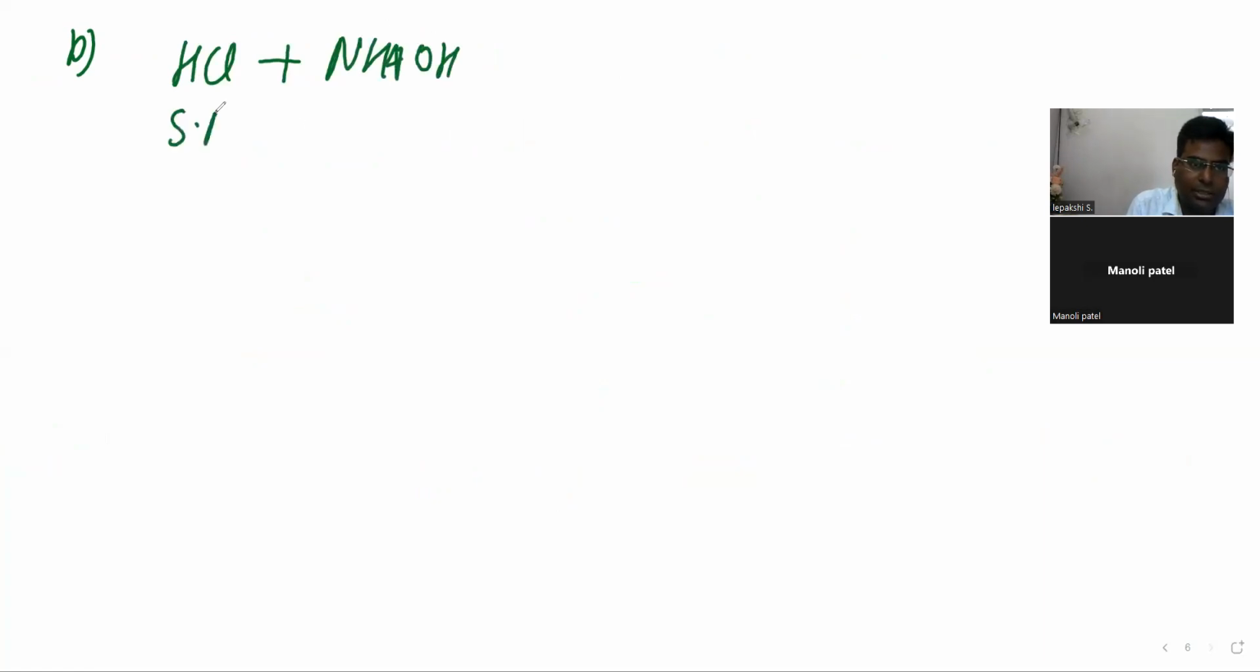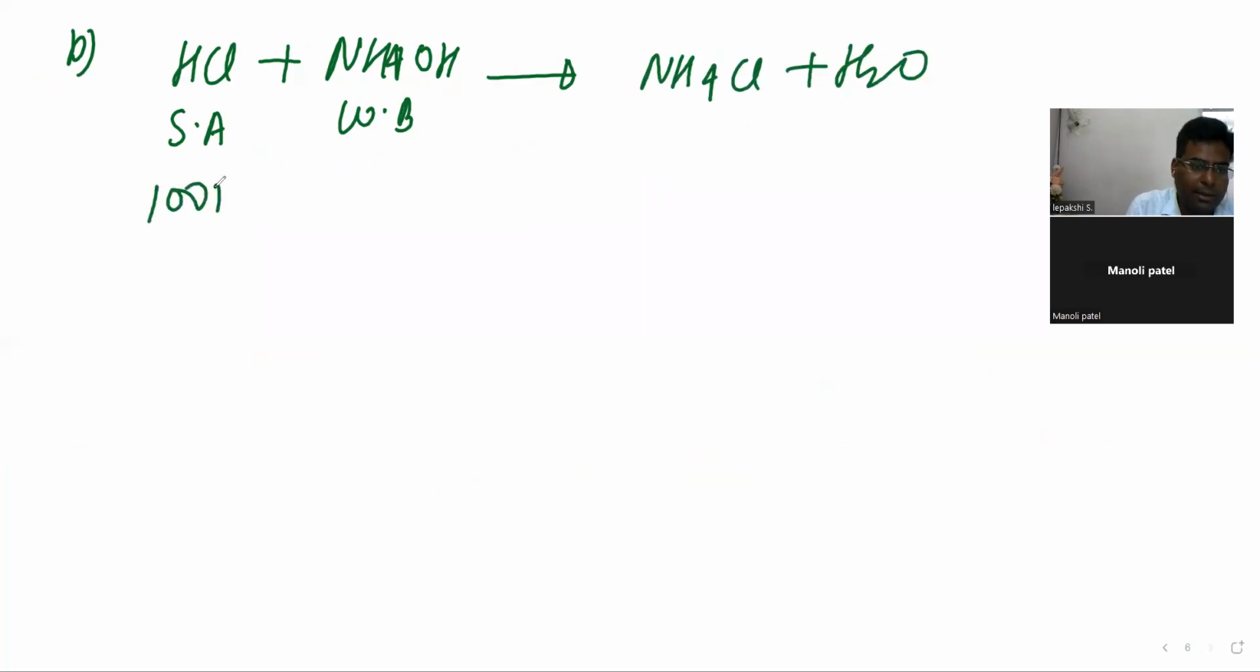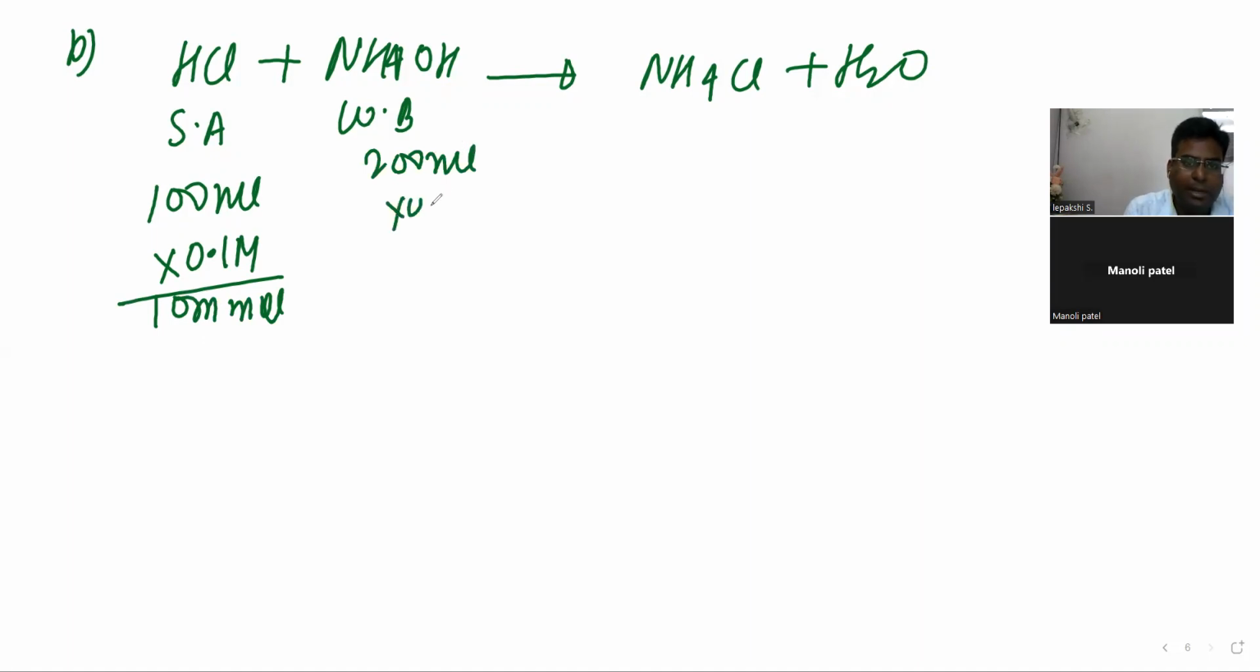Right. So this is a strong acid, and this is a weak base. It forms salt and water, so it is forming NH4Cl plus H2O. So 100 ml HCl we have taken with molarity 0.1. Multiply, you will get 10 millimole. Again, 200 ml of NH4OH is taken, multiplied with 0.1 molarity, it will give 20 millimole.